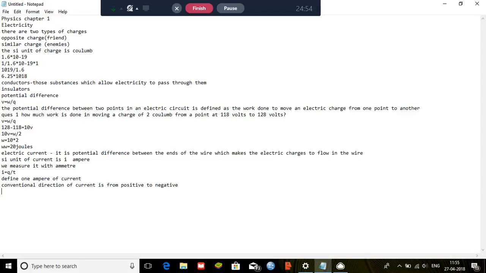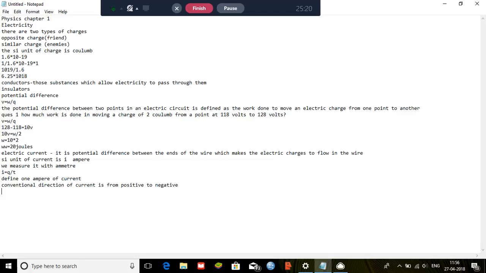That means that these electrons from the negative terminal move to the positive terminal. In a battery, the electrons from the negative terminal move to the positive terminal, and the conventional current in the positive terminal moves to the negative terminal. That's a bit confusing, but listen to it very peacefully.